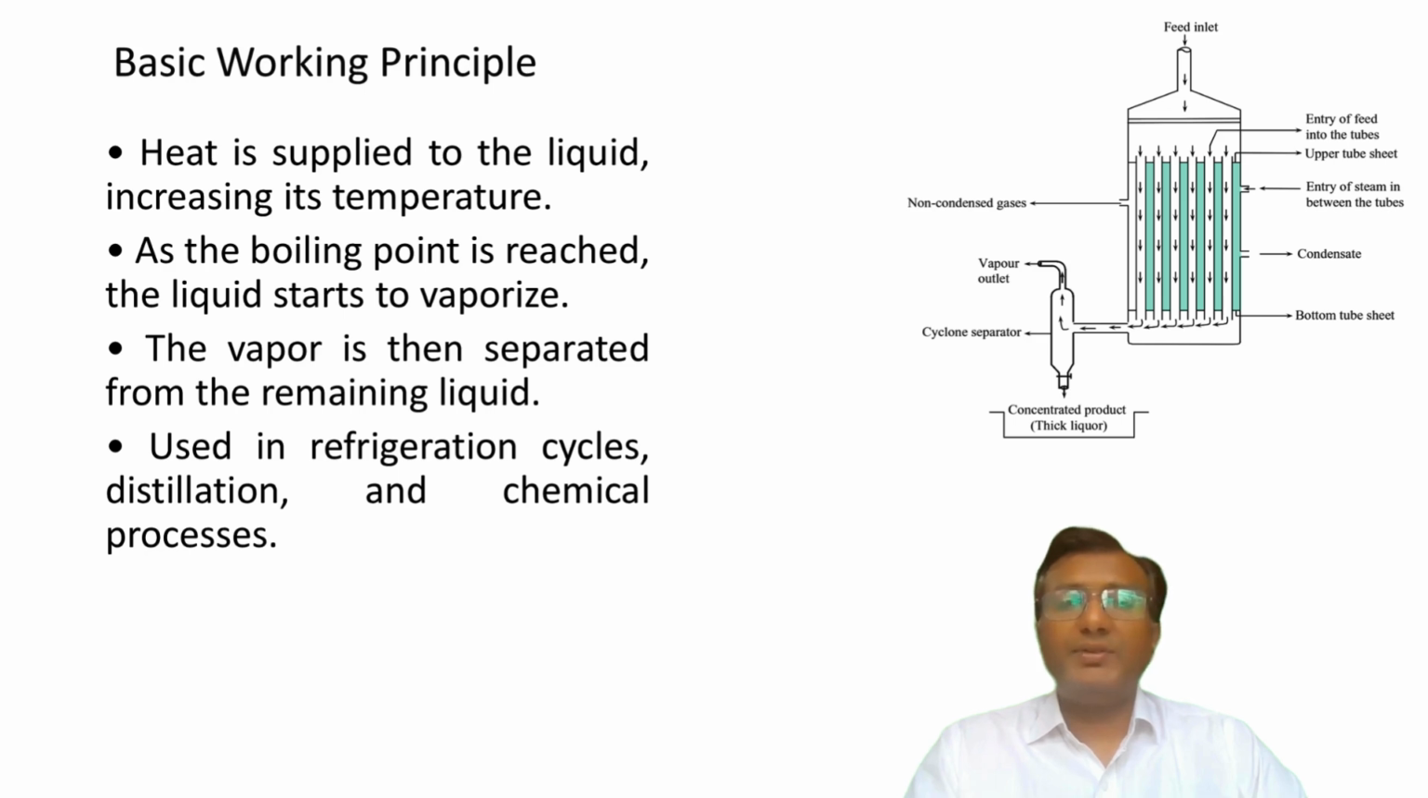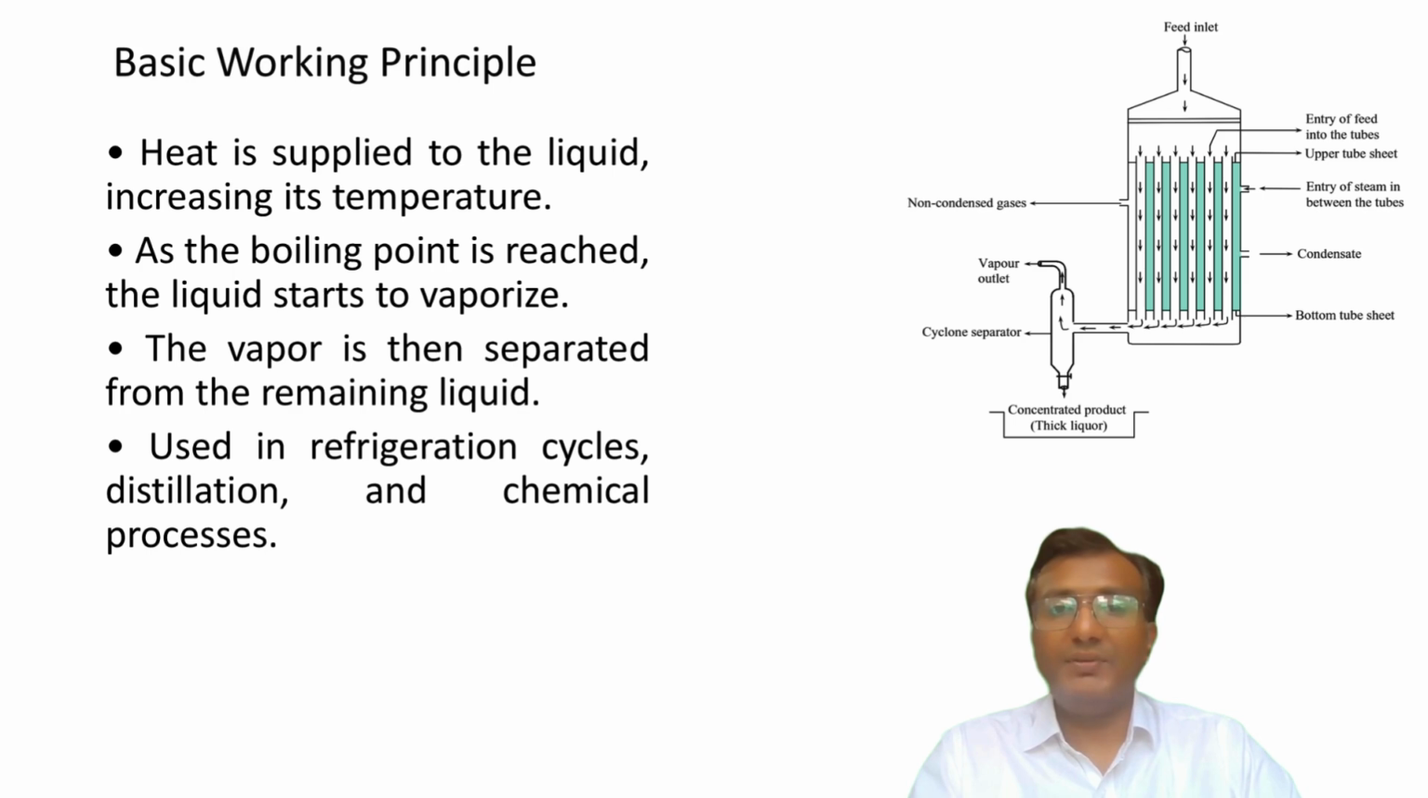The working principle of evaporators revolves around phase change. Heat is supplied to a liquid, raising its temperature until it reaches its boiling point, where it begins to vaporize. This heat can come from steam, hot fluids, or electrical sources. As the liquid turns into vapor, it absorbs significant energy, called latent heat, making evaporators efficient for heat transfer. The vapor is then separated from the remaining liquid, often collected or directed to the next process stage.